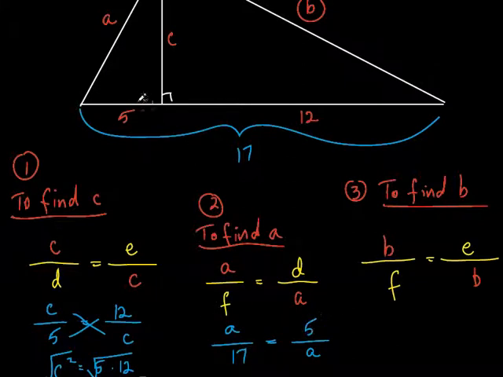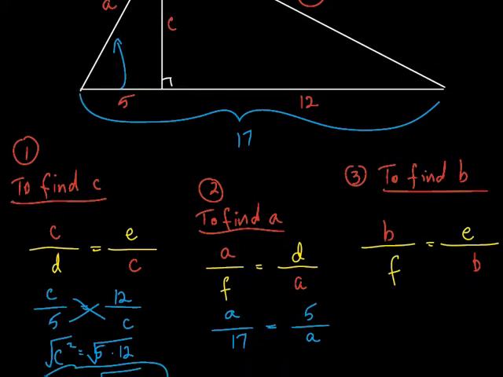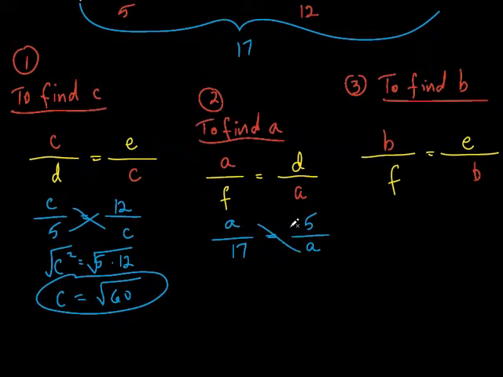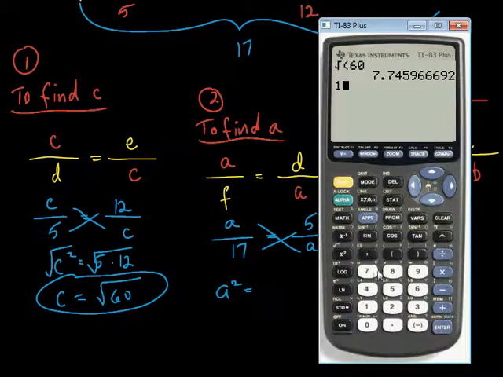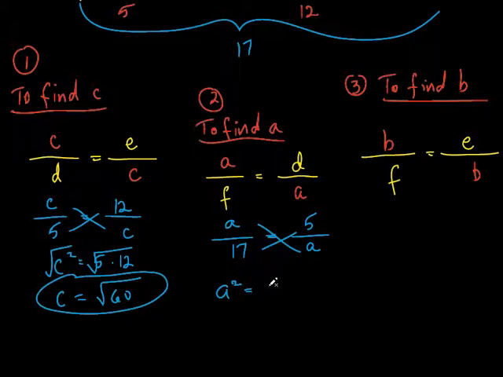5. Why did you do 5? That's the one that's closest to the A. All right? Now watch. It's going to look a little ugly, and you're not going to really like what these answers look like, but this is perfectly fine. So you cross multiply, so it's A squared equals whatever 17 times 5 is. What is 17 times 5? 85? That sounds right. Okay, so 85. Now, what do we do? Square root. Don't forget to do that. Don't just write 85, because if you write 85, that's wrong.